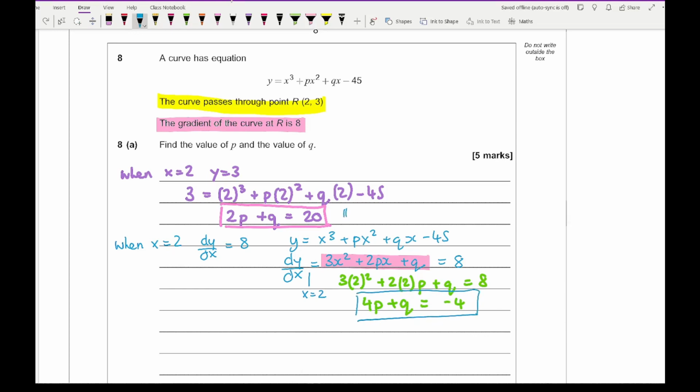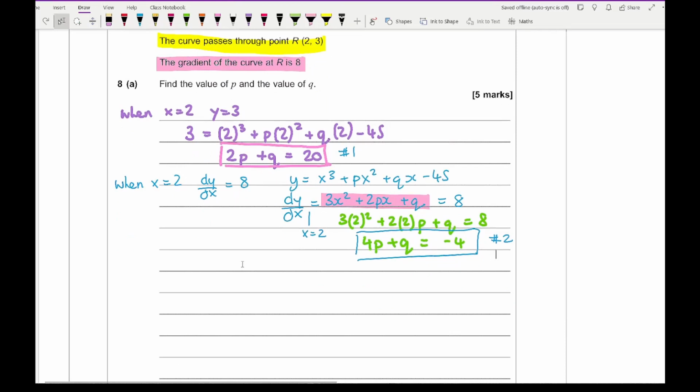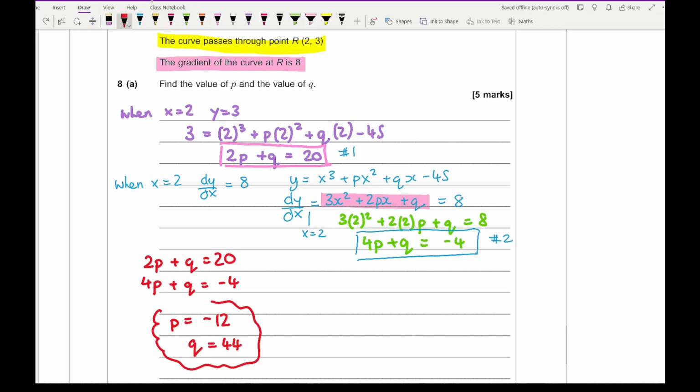So then if I just put this as hashtag 1 and hashtag 2, I've then got 2 simultaneous equations. So if I just move down a little bit, then what we've got is 2p plus q equals 20, and 4p plus q equals minus 4. Now you can use your calculator, or you can just go on and solve this, but you should end up with a p value of minus 12 and a q value of 44, and there is my answer.